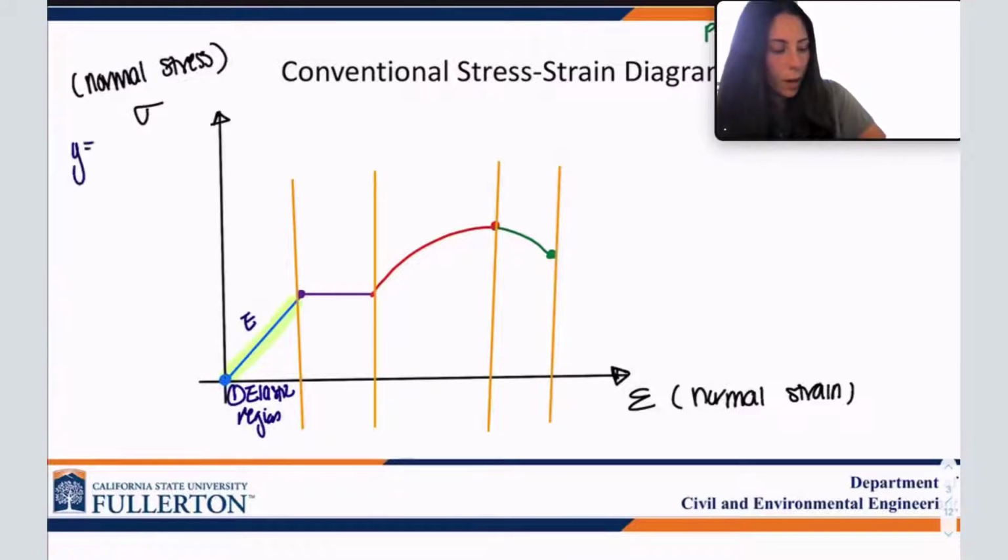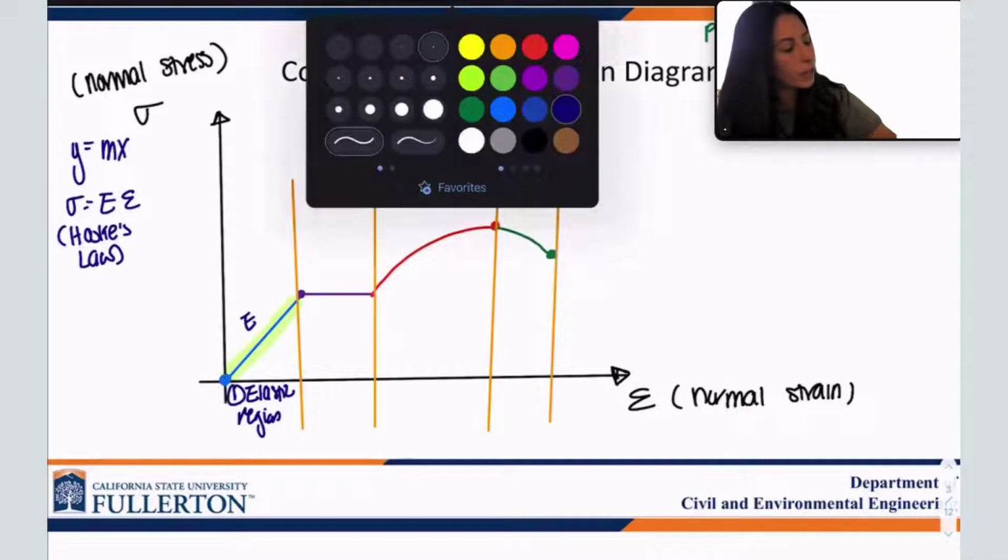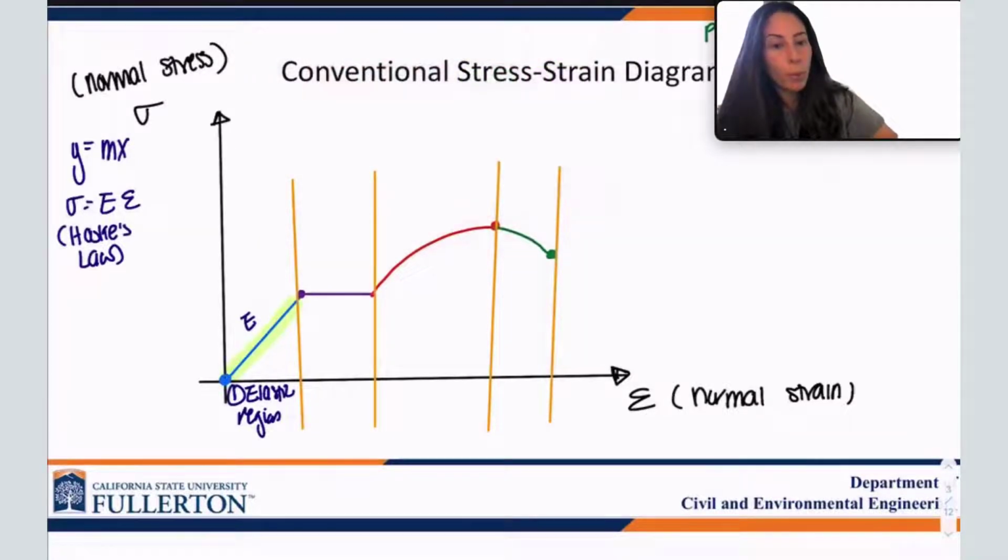This line is defined by y equals mx. There's no b because b is 0, or sigma equals E epsilon, right? That's y and x. This is Hooke's law. Remember, Hooke's law only applies in the elastic region because that's where it's a straight line. That is a function of a straight line. You cannot apply Hooke's law past the elastic portion. Big no, okay? We call this point right here our proportional limit because that is where we stop being proportional. We've reached the limit.